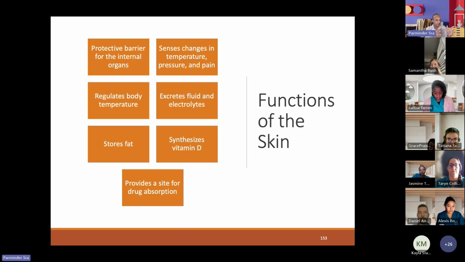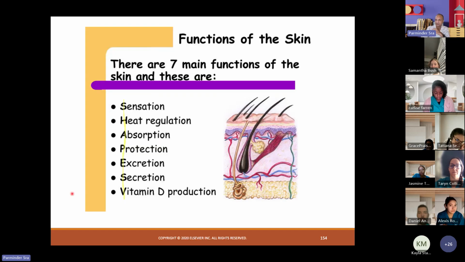Under the epidermis, the dermis has a rich supply of blood vessels, nerves, lymphatic tissue, elastic tissue, and connective tissue, which provide extra support and nourishment to the skin. There are also endocrine and exocrine glands, the sebaceous glands, and the hair follicles. This is another way to look at it. What are the functions of the skin? But it's the same thing we talked about.